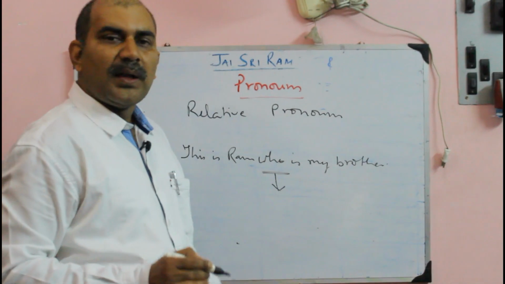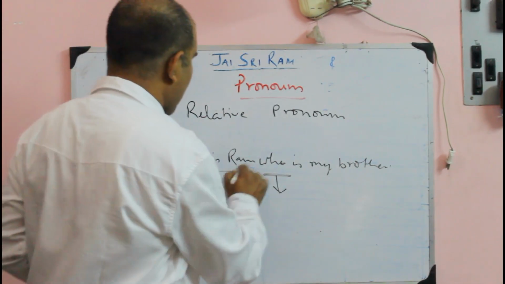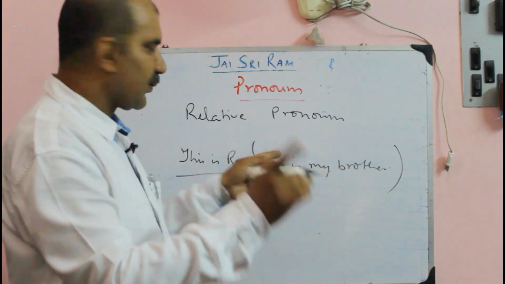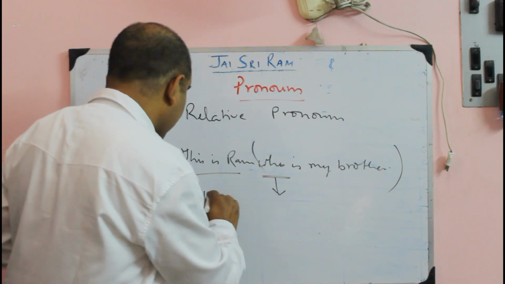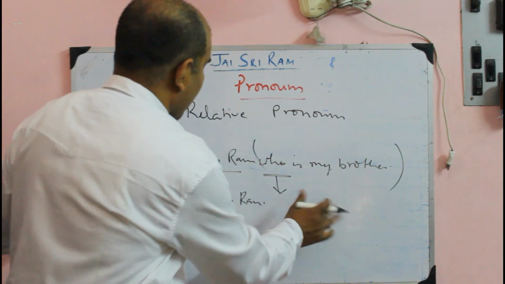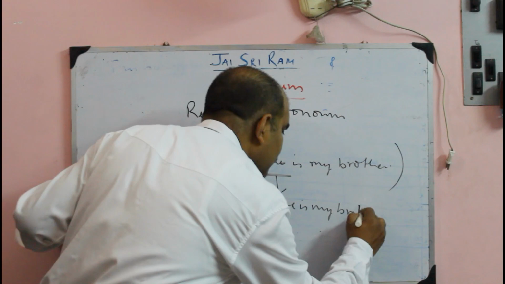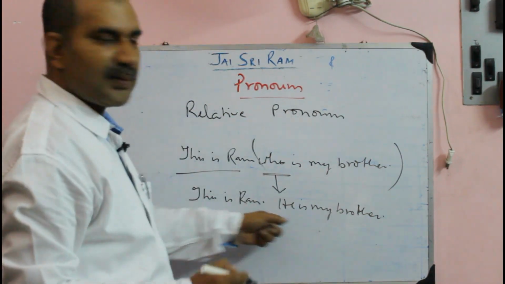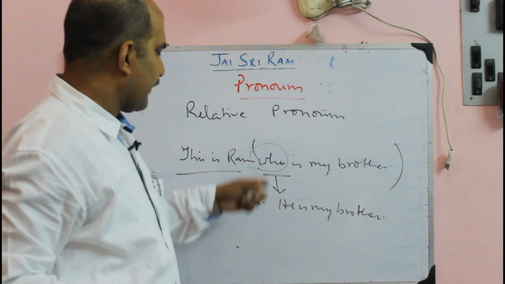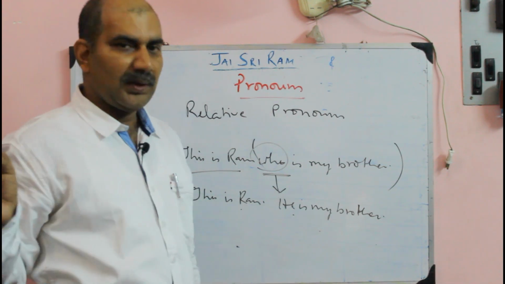At the same time, it is establishing a relationship between the two parts of the sentence. This is Ram, and the second part is who is my brother. If you separate, it will become two sentences: This is Ram. He is my brother. So when we are joining these two sentences, this is the word that is used to join them. This is known as a relative pronoun because it establishes a relationship between these two sentences.